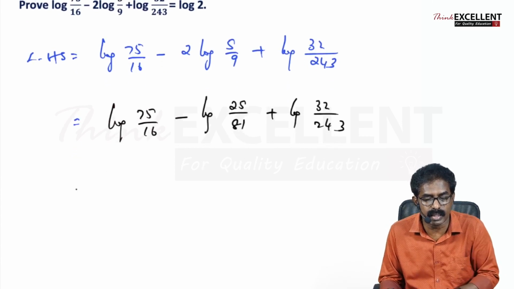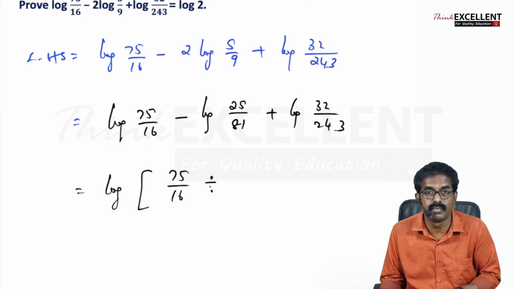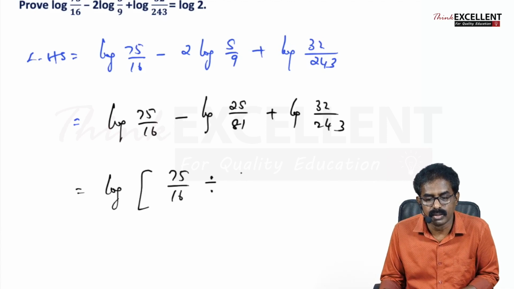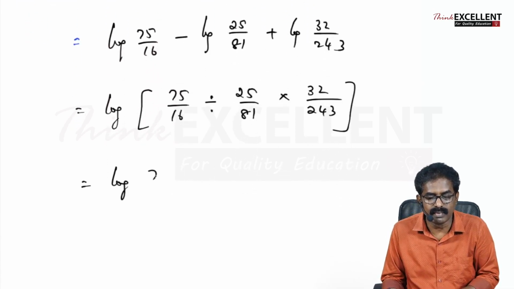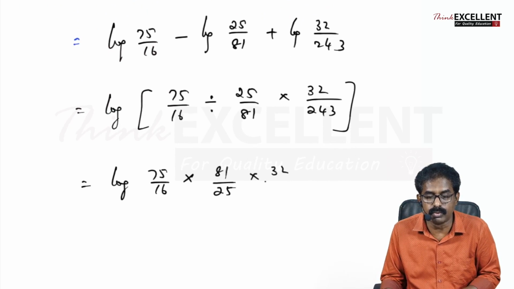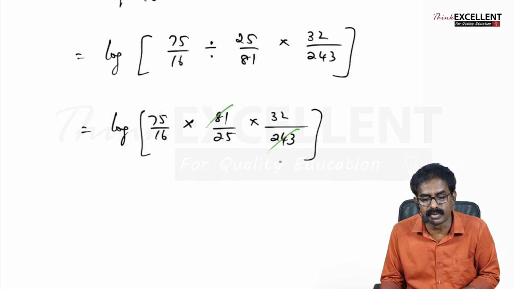So in the next step you can write a single log of 75 by 16. Since it is subtraction, you put division. If it is addition, multiplication. Okay, 25 by 81 into 32 by 243. So that is log 75 by 16, division, you change it as multiplication, right? The reciprocal, 81 by 25 into 32 by 243. Now just simplification. See, 81, you can cancel 3 times.